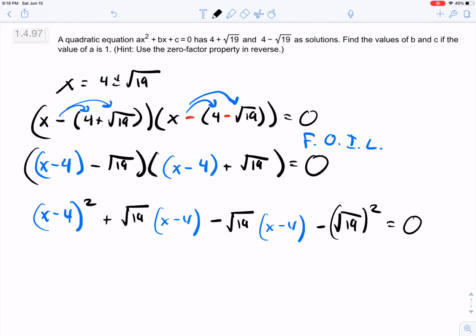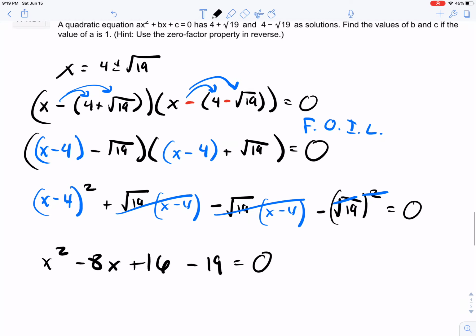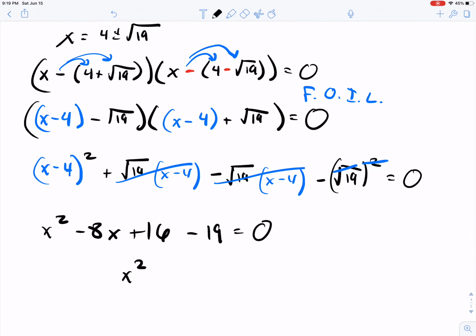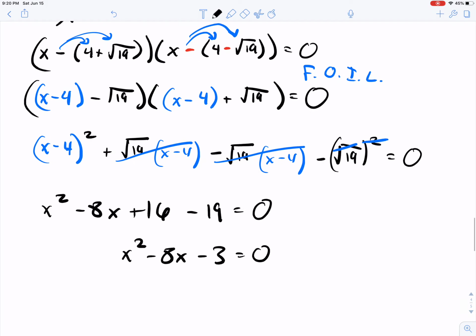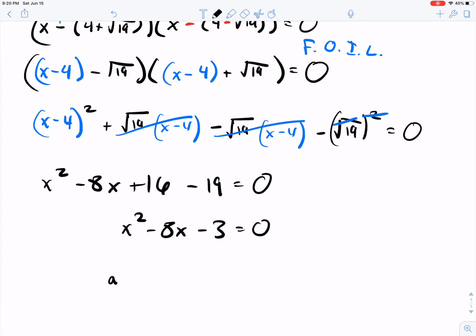So this is canceled by that. I think this cancels this, right? Those are the same thing with opposite signs, so they add up to 0. And then we FOIL the first one. If we FOIL that out, that's going to be x squared minus 8x plus 16. And then that last term is minus 19 equals 0. Now we combine like terms. X squared minus 8x minus 3 equals 0.